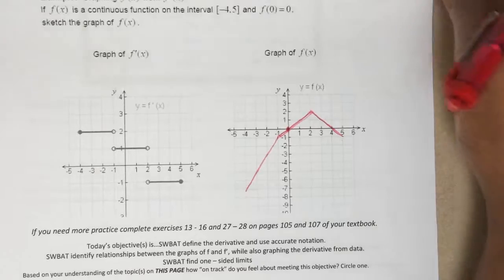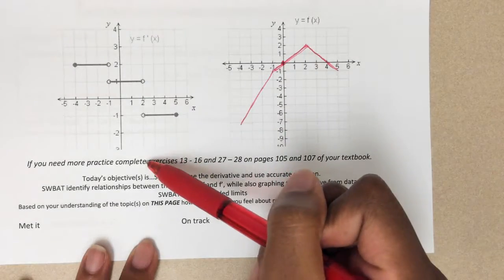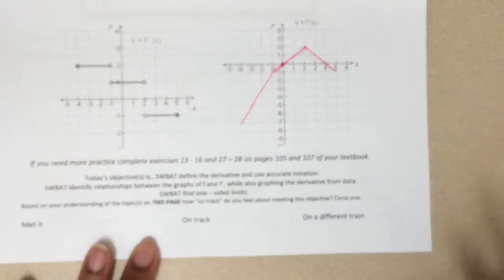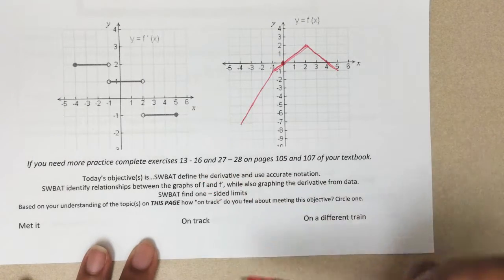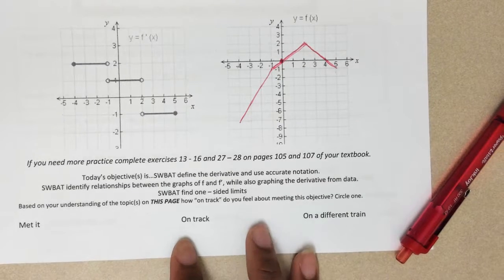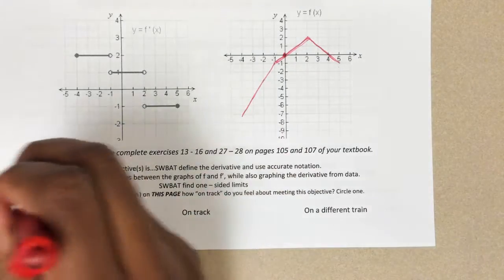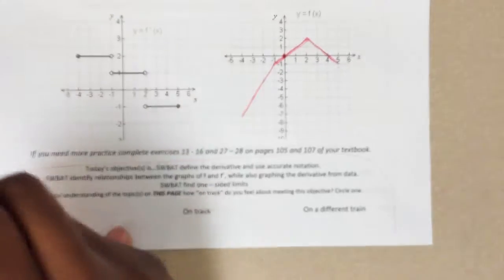If you feel like you need some more practice on how to go from the derivative graph to the graph of the original, some exercises you can work on are 13 through 16 and 27 to 28 on pages 105 and 107 of your textbook. Take a second now and complete the bottom of this page.